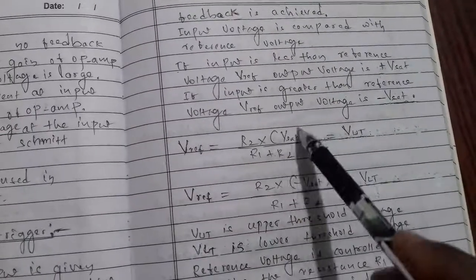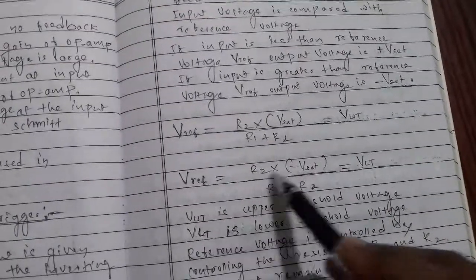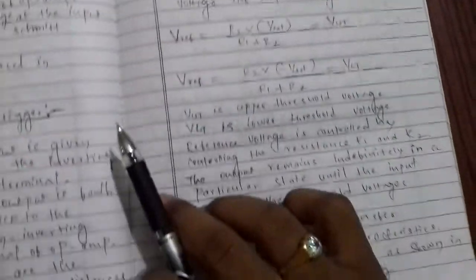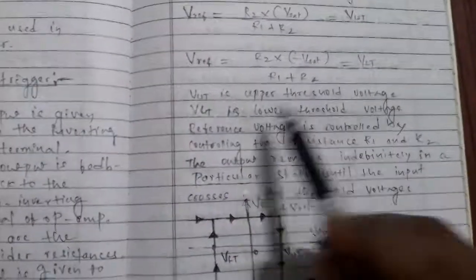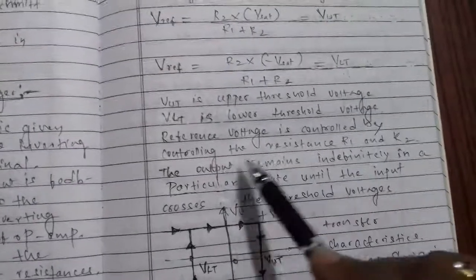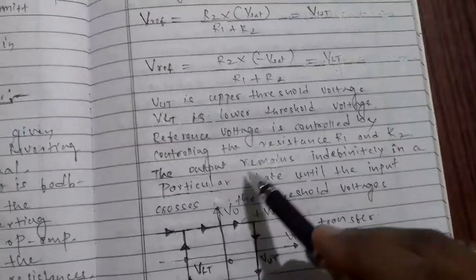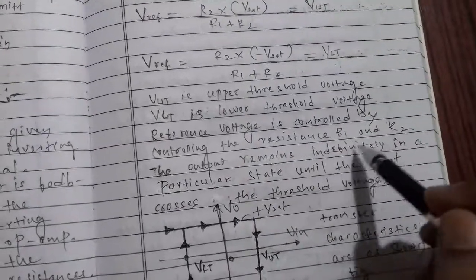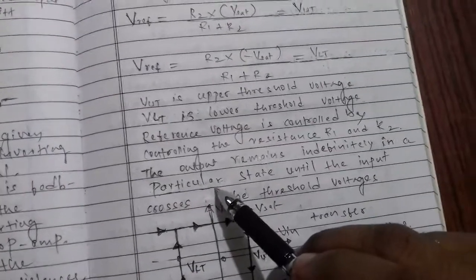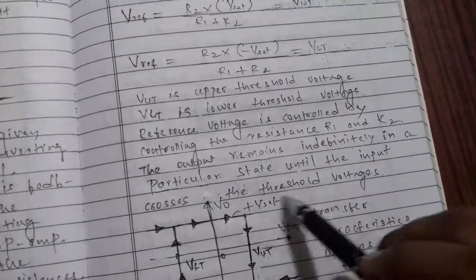Reference voltage R2 upon R1 plus R2 into plus V saturation is the upper threshold voltage, and reference voltage R2 upon R1 plus R2 into minus V saturation is the lower threshold voltage. Reference voltage is controlled by controlling the resistances R1 and R2. The output remains indefinitely in a particular state until the input crosses the threshold voltage.